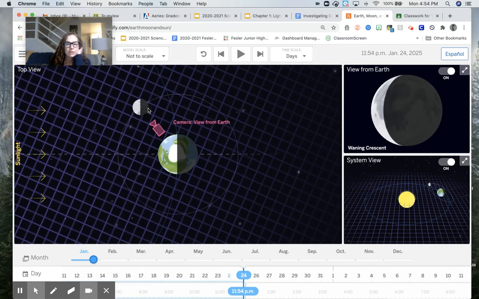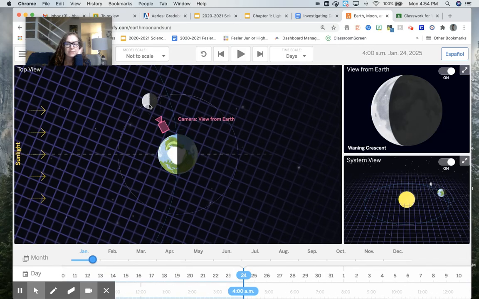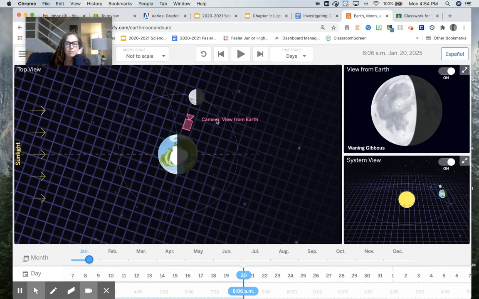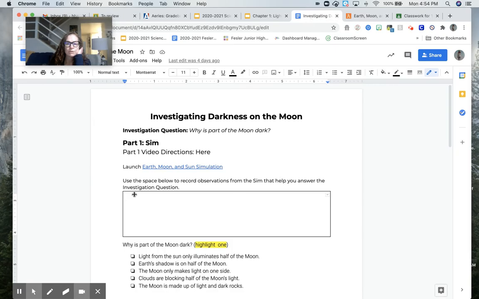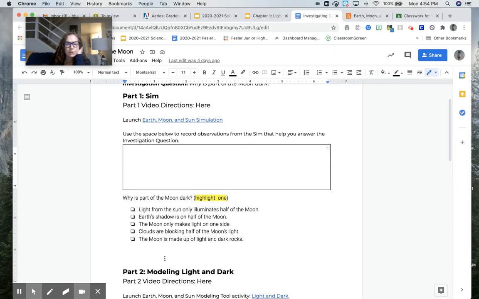I do notice even though half of it is lit, the view from Earth does change depending on where my moon is at. So notice over here, it looks like it's all lit, but really only half of it is lit. And it's always the half that is facing the sun, right? So record all of those observations that we noticed right here and highlight the correct answer.